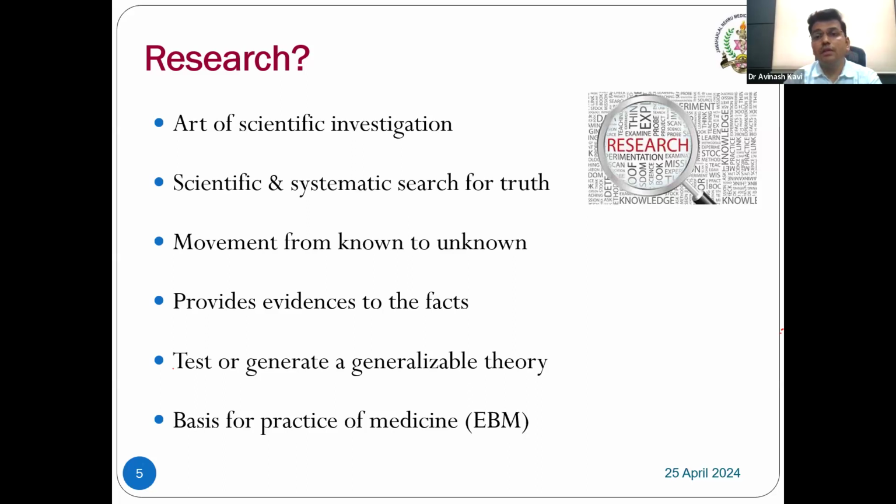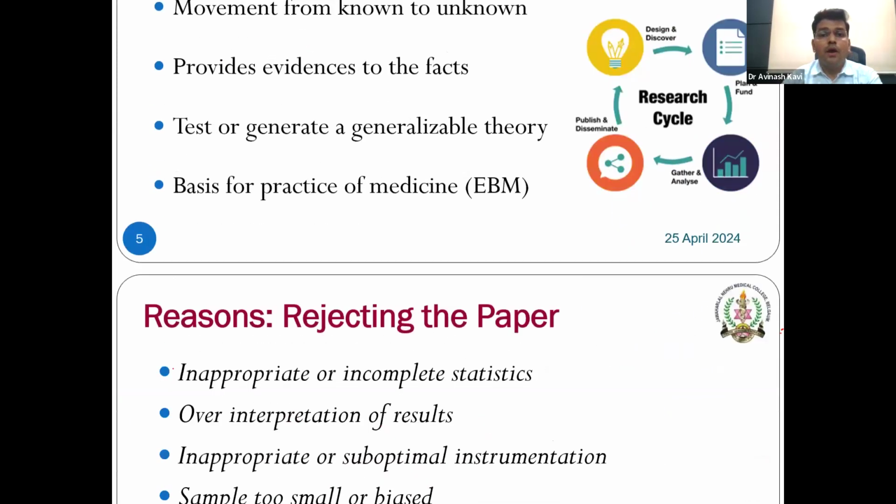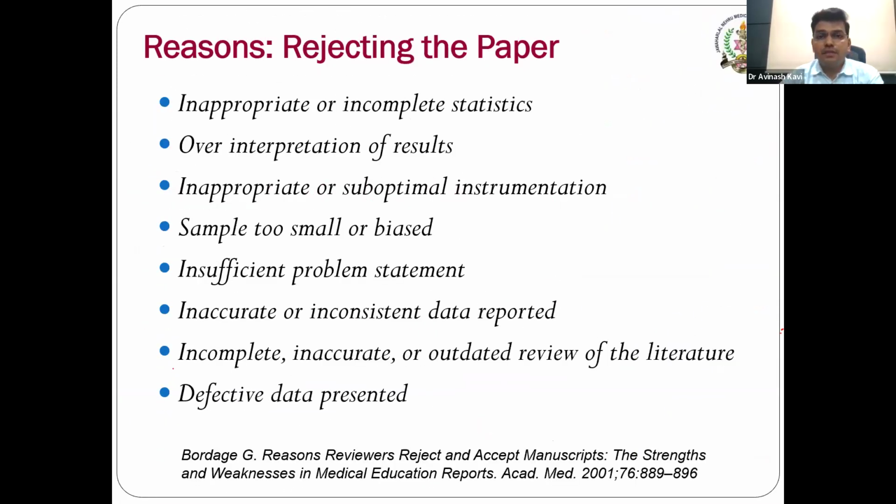And of course, with all these things, our idea of research should be focused on generating this kind of evidence. So I'll start with a very important but very interesting aspect. What Professor Bordage wrote a few years ago, I think in 2001 this was published: what are the reasons why our papers get rejected from most of the journals.